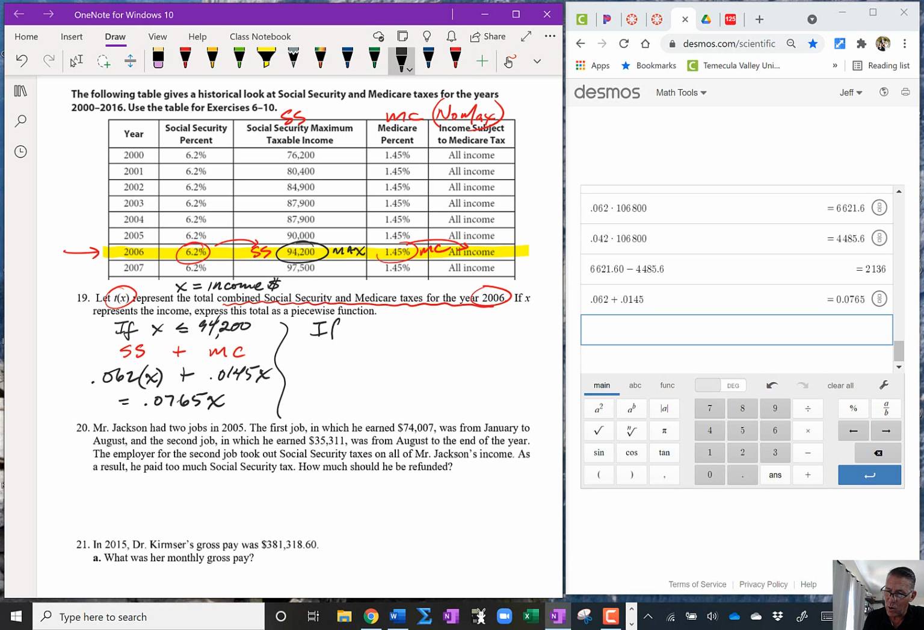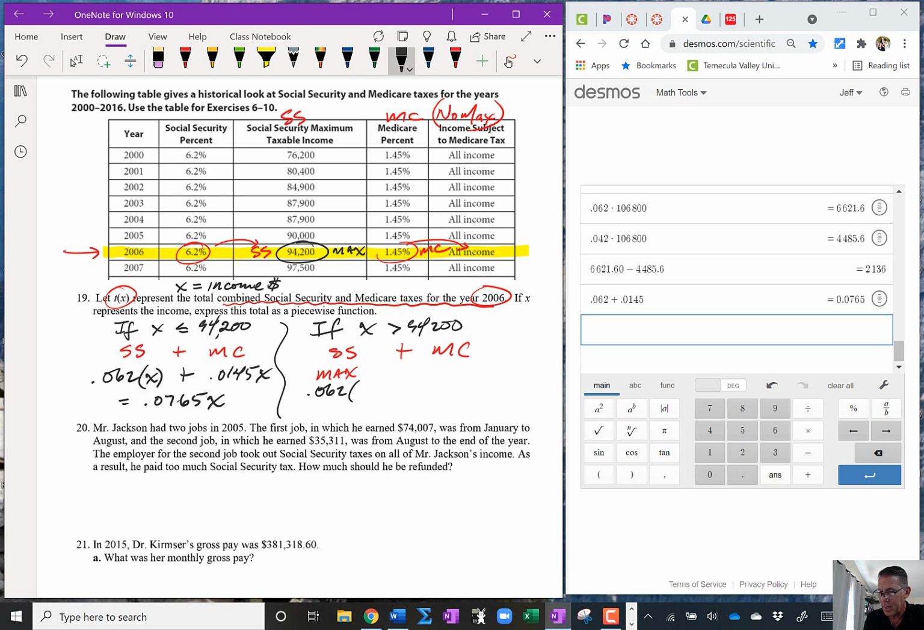Okay, so the question is, what is this number here? So we need to calculate that. So 0.062 times 94,200. And that's $5,840.40. So $5,840.40 plus the amount that you have to pay to Medicare, and that's found by taking its percentage times the income. But this right here, this part's going to be constant.